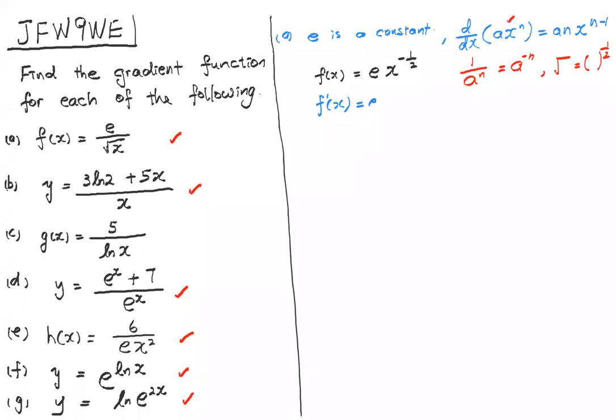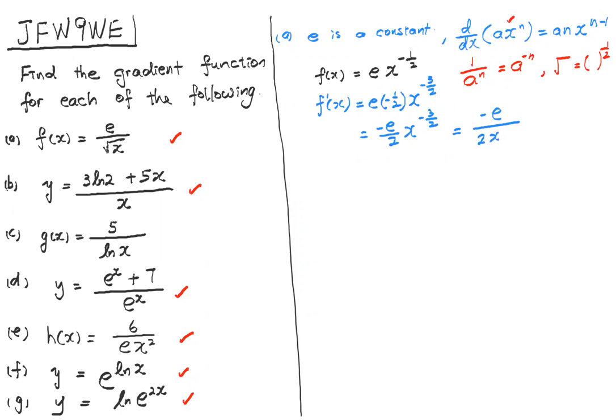So I bring down the power, multiply by the power, take away 1. Negative half minus 1 is negative 3 over 2. So I can leave my answer as negative e over 2 x to the power negative 3 over 2. You can leave your answer like that. If you don't know how to change further, just leave it like that. Nothing wrong with that. But if you are able to, then you can leave your answer in this form. That will be much better.